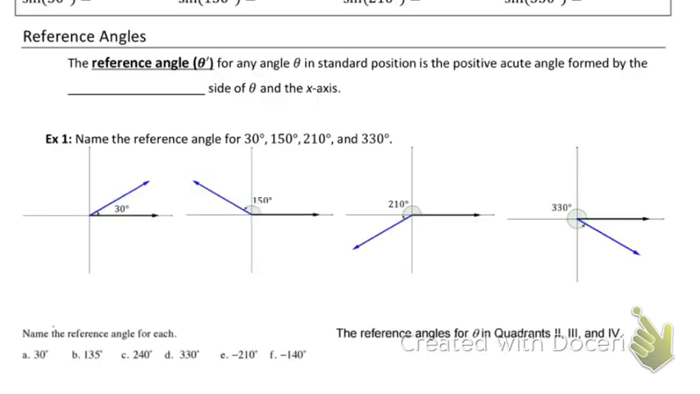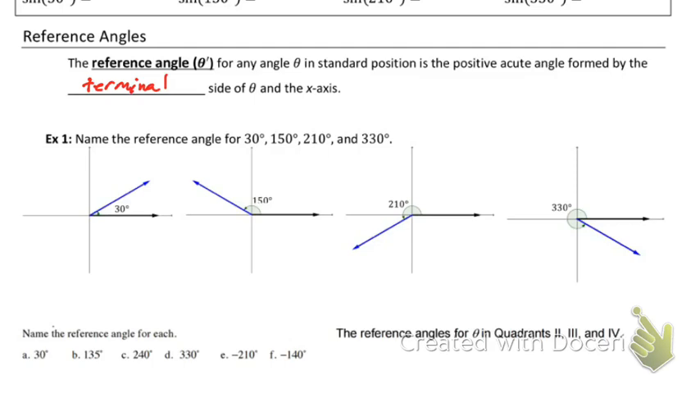All right, like I said, we're going to be working on reference angles. A reference angle is called theta prime. It's just theta with a little dash above. For any angle theta in standard position, there is a positive acute angle formed by the terminal side of theta and the x-axis. So we're finding the quickest way to get from that terminal side to the x-axis. So we're going straight down or straight up, as the case may be.